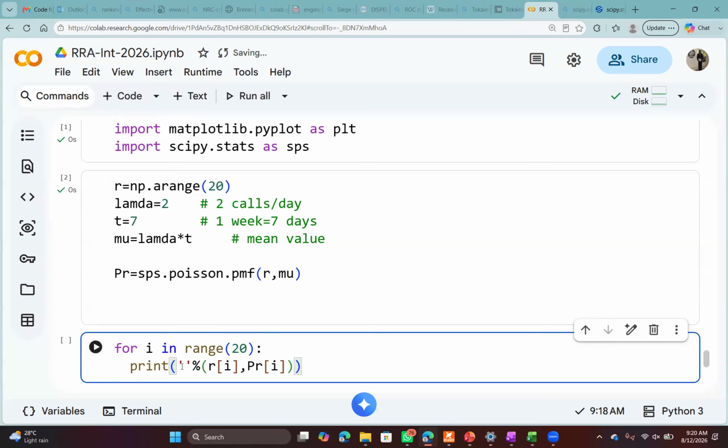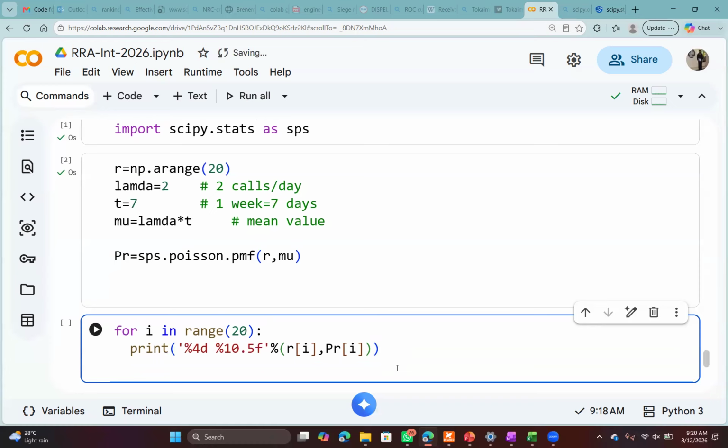So R values are integers, therefore I provide the format percent, say 4D, and then with the space, probabilities are going to be real numbers, therefore the format must contain the number of decimal places reserved for printing the fractional part. So I provide, okay, up to 5 decimal places, and with F. F for floating point, D is for digits, and the end of loop is like this, right?